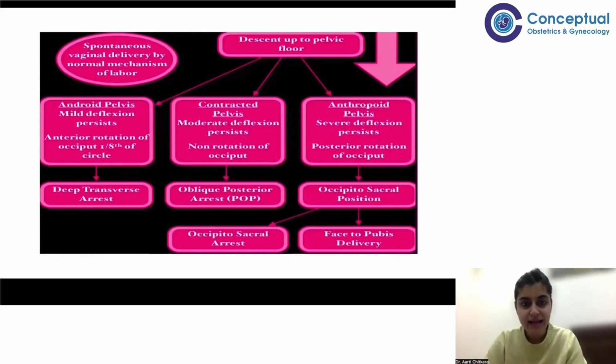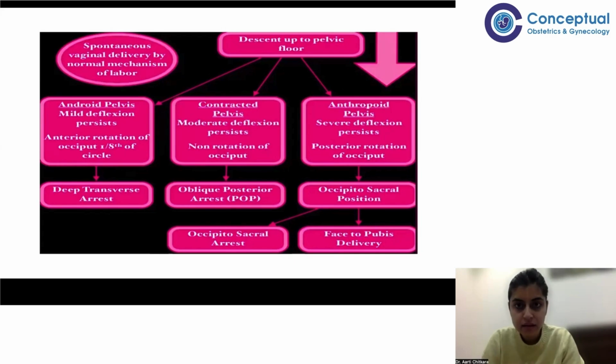Suppose descent has happened till the pelvic floor in unfavorable. There are again three outcomes. If it is an android pelvis, that is, the outlet is contracted, the anterior rotation of occiput happens by only 1/8 and there is deep transverse arrest. Just read this flowchart and I will discuss each one of them in detail. Second is a contracted pelvis where moderate deflection persists and there is non-rotation of occiput. So that is called oblique posterior arrest.